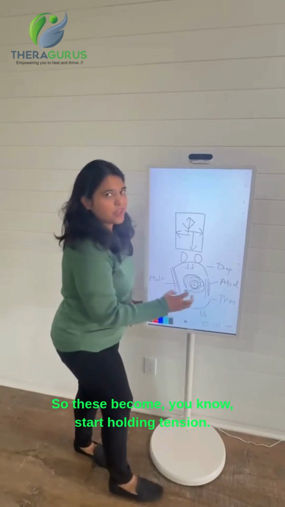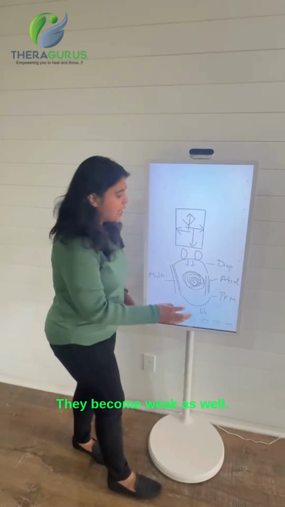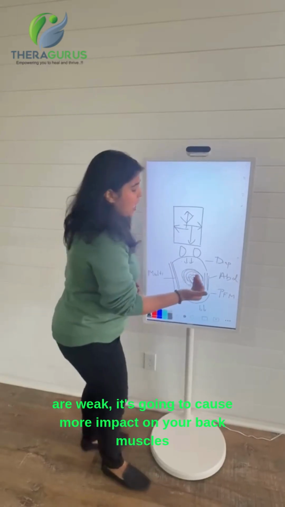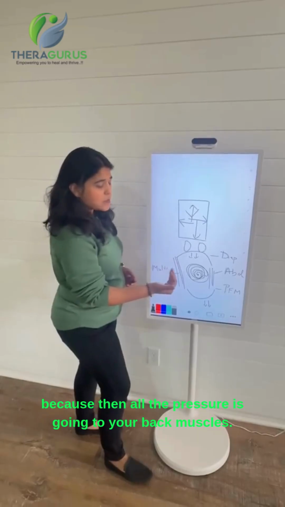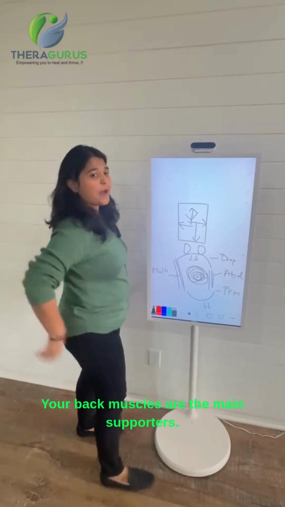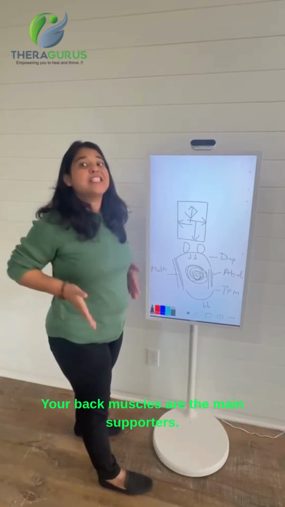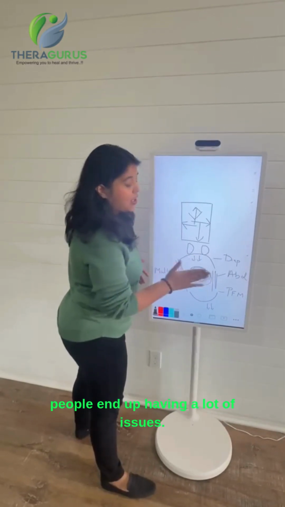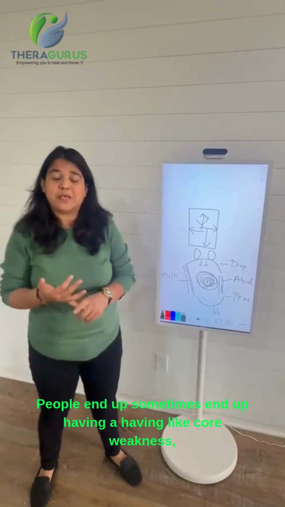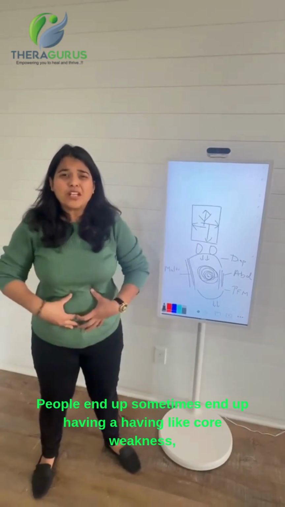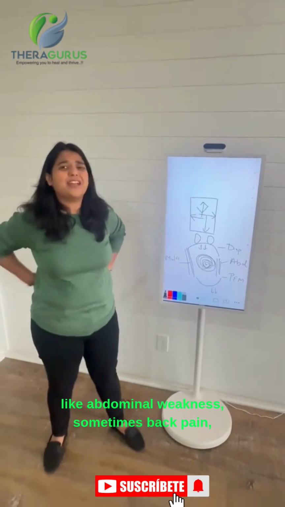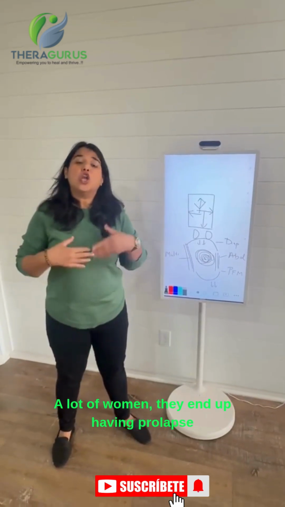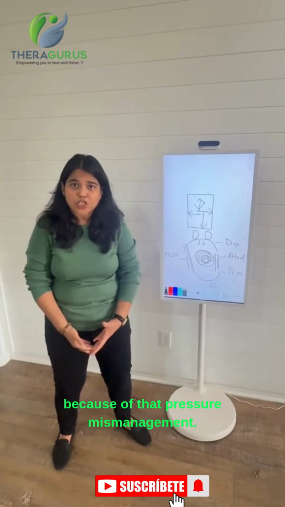So these start holding tension. They become weak as well. It can also impact your abdominals. Or let's say if your abdominals are weak, it's going to cause more impact on your back muscles, because then all the pressure is going to your back muscles. Your back muscles are the main supporters. So basically, long story short, if this pressure is disrupted, people end up having a lot of issues. People sometimes end up having core weakness, like abdominal weakness, sometimes back pain, sometimes hip pain, sometimes leakage, incontinence in their pelvic floor area. A lot of women end up having prolapse because of that pressure mismanagement.